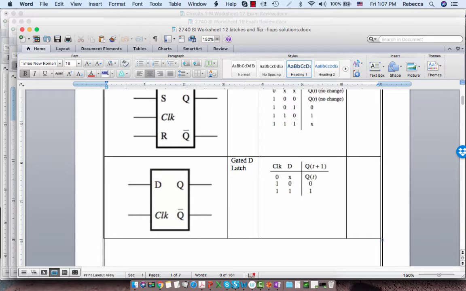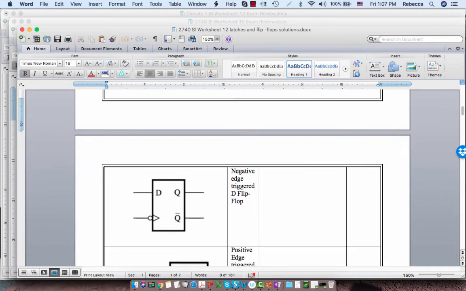Now, other than that, Q is going to follow D. So when D is 0, Q becomes 0. When D is 1, Q becomes 1. And that only happens when the clock is 1, because it's gated.